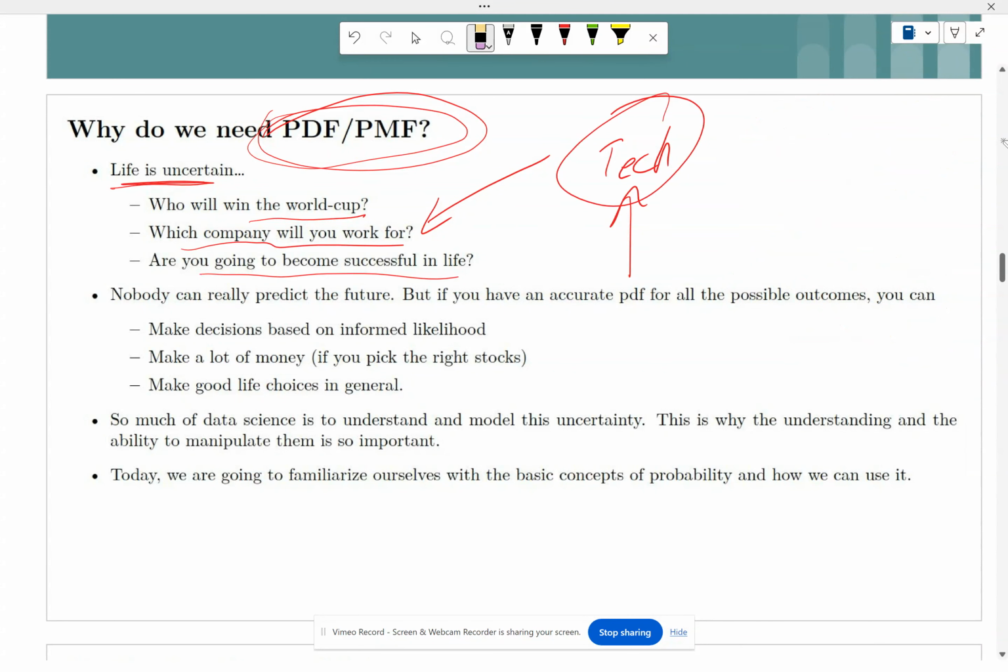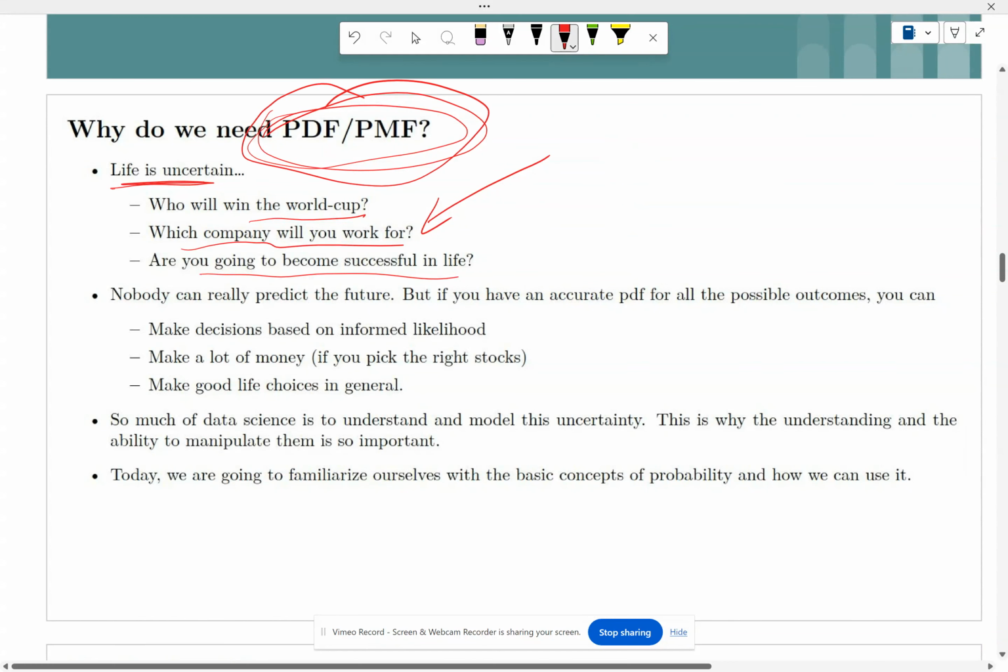So knowing the probability mass or density function really allows you to make intelligent decisions. Okay, but nobody can predict the future, right? But when you have the PDF of all the possible outcomes, you essentially can make the best decisions based on informed likelihood. Or you can make lots of money if you happen to pick the right stocks. Or just make general good life choices in general.